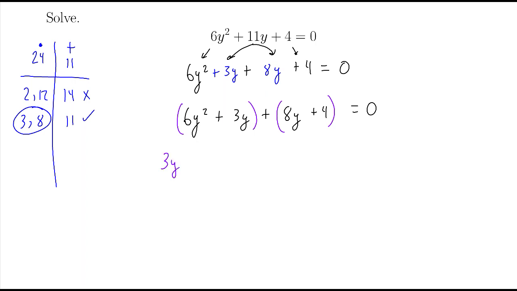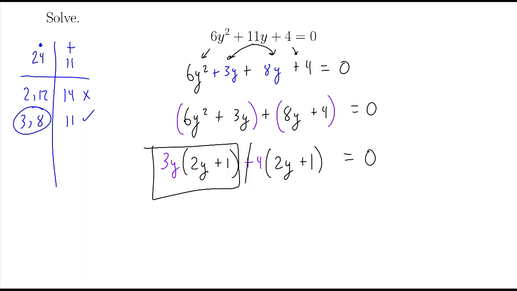They have a common factor of 3y. Okay, so if I divide this by 3y, that will leave me with 2y. And if I divide that by 3y, I'm left with a positive 1. Now 8y plus 4, those two terms have a common factor of a positive 4. Well, if I divide 8y by 4, I get 2y. If I divide 4 by 4, I get positive 1. All that equals 0.